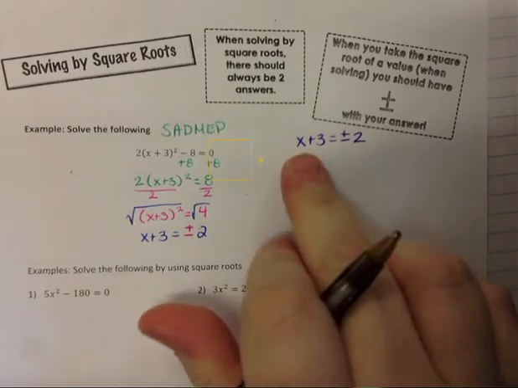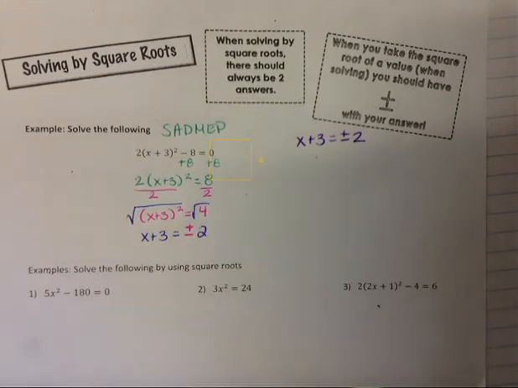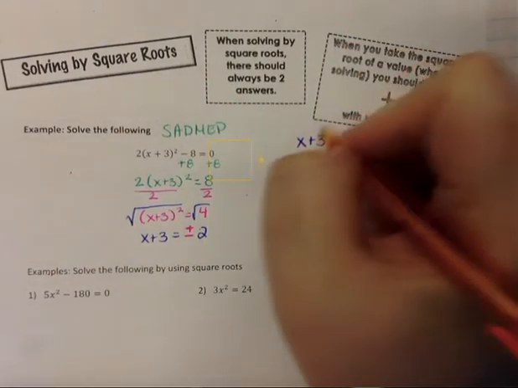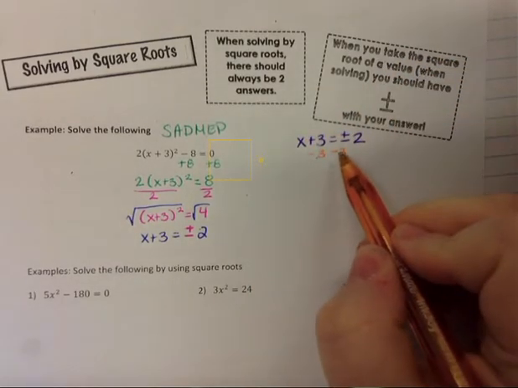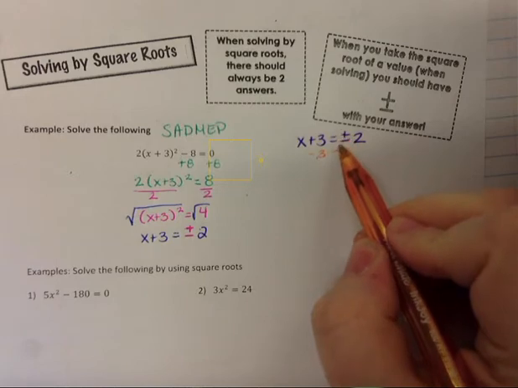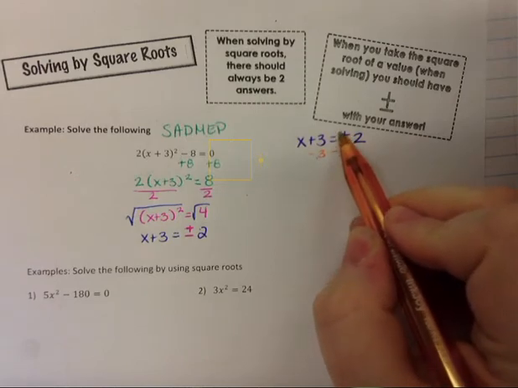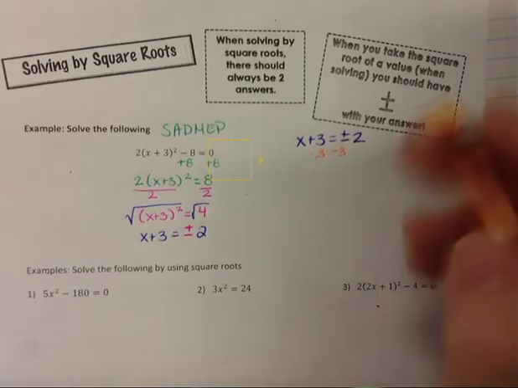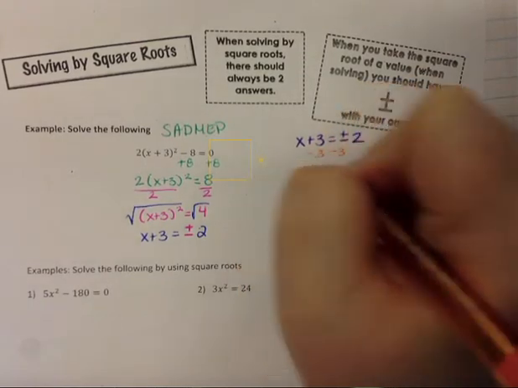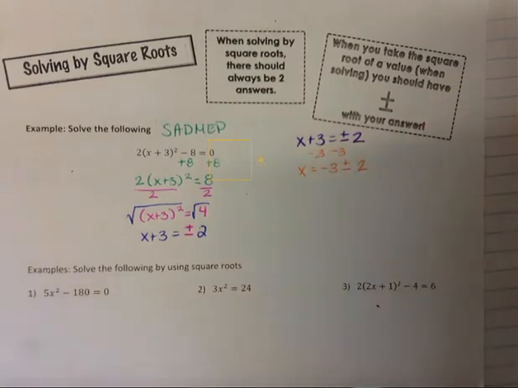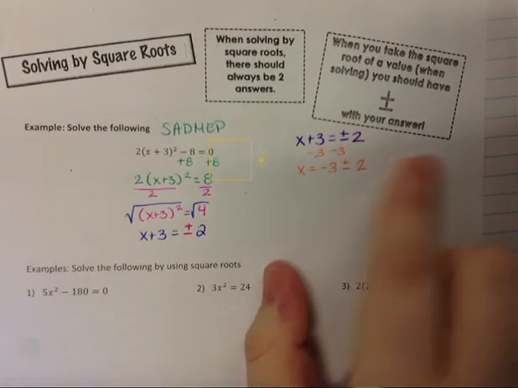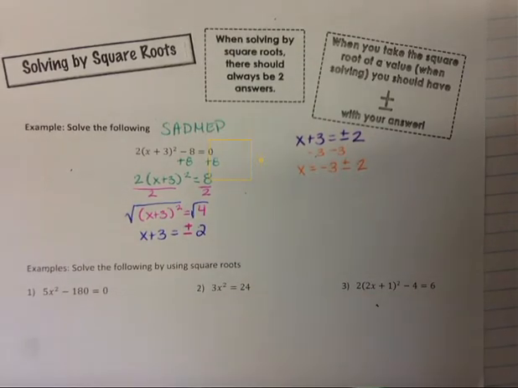So on this one, I could keep it all at once and just subtract the 3. But when I subtract the 3, I'm subtracting it from this front part. I will always put this in front of the plus or minus. So I have x equals negative 3 plus or minus 2. And then I can solve from there. Or, so I'm going to wait to solve. I'm going to show you the other way.